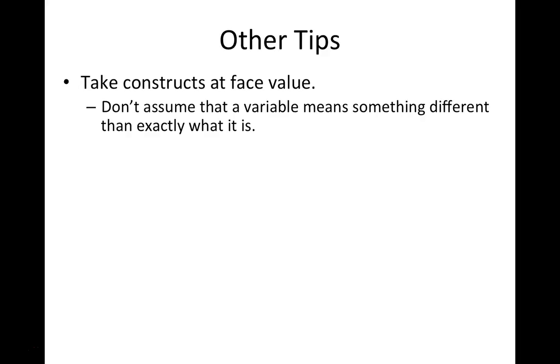Some other tips based on looking at your research questions and how you're thinking through variables. Take constructs at face value. So a few of you had the issue of looking at a particular variable and saying, well, this variable probably means this other thing, and so I'm going to use it as this marker for something else. We always have to take the constructs at face value. If something is about religiosity, we can't assume that religiosity would be associated with some other belief or attitude. We have to say that that variable is just religiosity. So we don't want to assume that a variable means something different than exactly what that variable is.